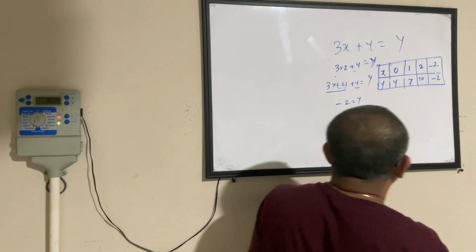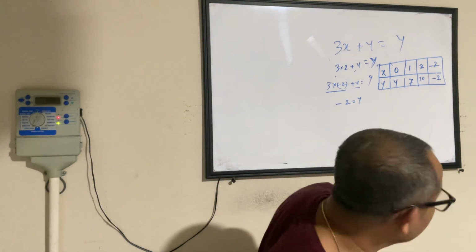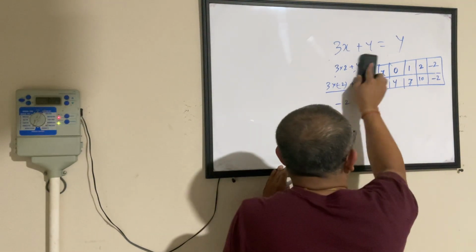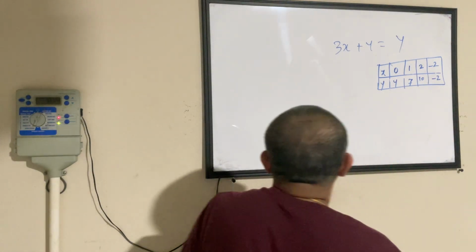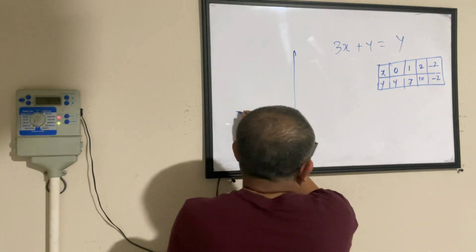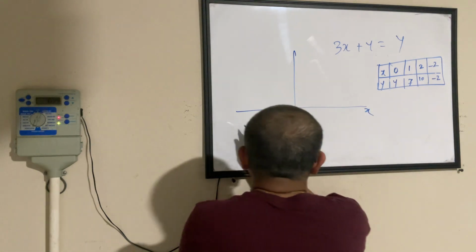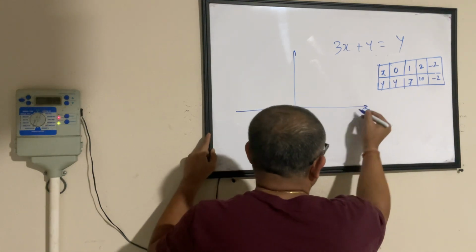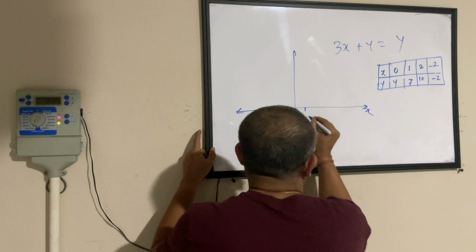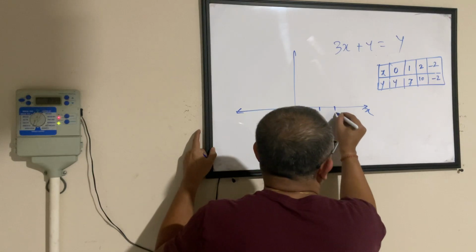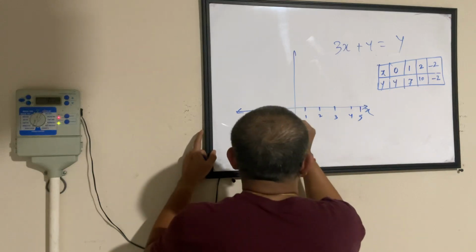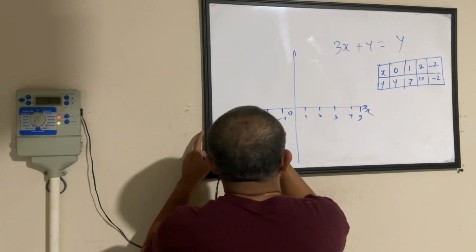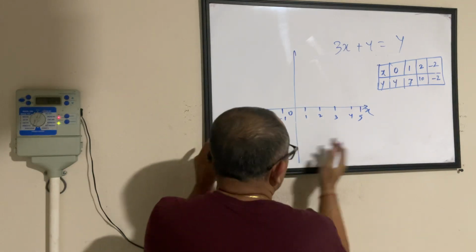Now, I got these x and y values. So what we will do is plot this on a coordinate plane. This is my coordinate plane, this is my x-axis, the horizontal number line: 0, 1, 2, 3, 4, let's say 5, minus 1, minus 2, minus 3, minus 4. So this is my number line.